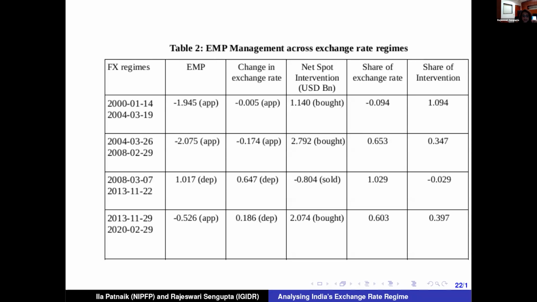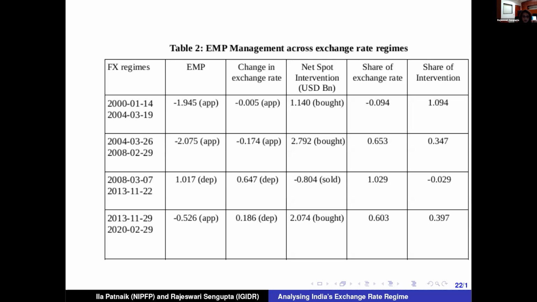In contrast, in the third regime, which is when the pressure on the currency was to depreciate, the exchange rate depreciated quite a bit. This was the first time the central bank turned a net seller of dollars in the currency market, and the share of the exchange rate was the highest in our sample period.